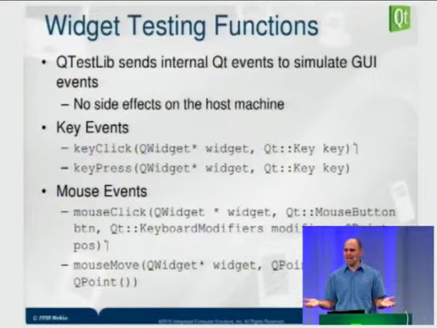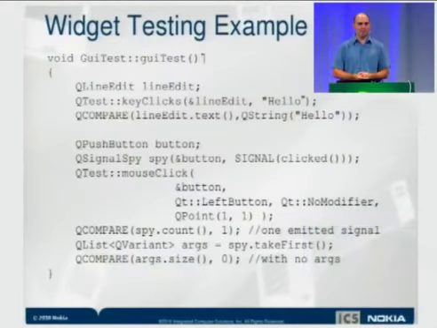So here's an example of a test. This actually isn't a well-written test, because it tests more than one thing at a time. But it's just an overview of some of the things you can do. Like here, we have a line edit, and we send it some key clicks, and we verify that the text now appears in the line edit.